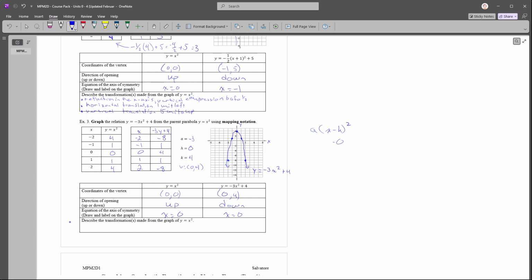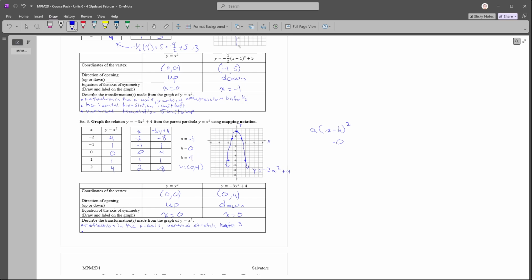And then finally, we have to label all of our details. So let's look at our A value. Has it been reflected? Yep, reflection in the x-axis. Was there a vertical stretch or compression? Yeah, there was. In this case, it was a vertical stretch by a factor of 3. That's the worst one ever. There we go. By a factor of 3. Now let's look at the h. Was there any horizontal transformation? There was not. H is a value of 0, so we can just skip that.